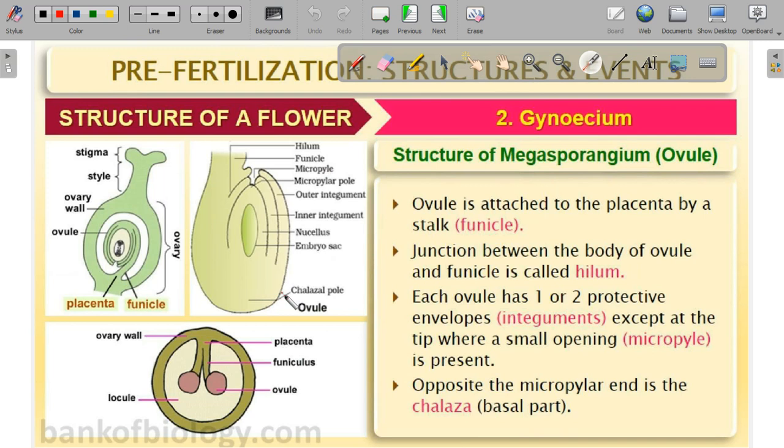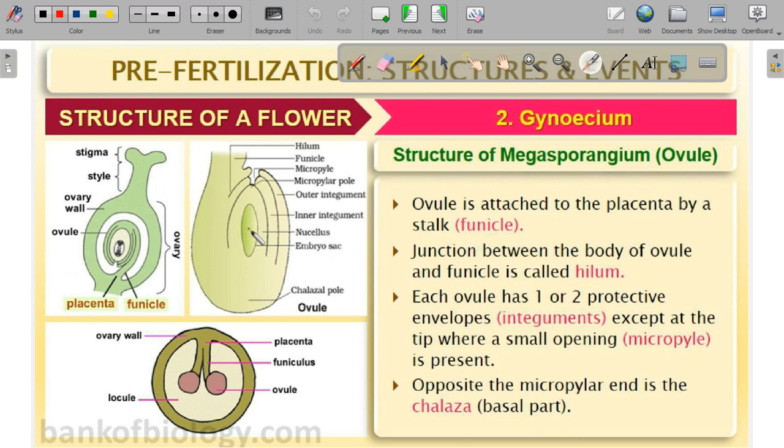Just as we have the animal pole and vegetal pole in the animal cell, the micropylar end and the chalazal end are used for identification. Here we have another group of cells, and it is called the nucellus. There we had the tapetum. Tapetum will nourish the microspore mother cell, and the nucellus will nourish the megaspore mother cell located inside the embryo sac.